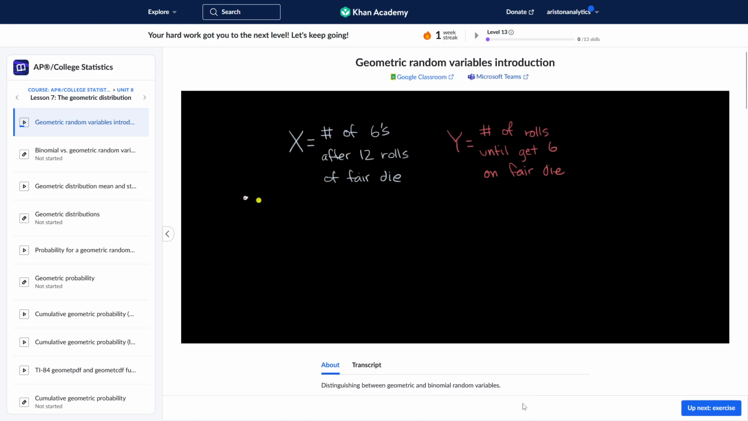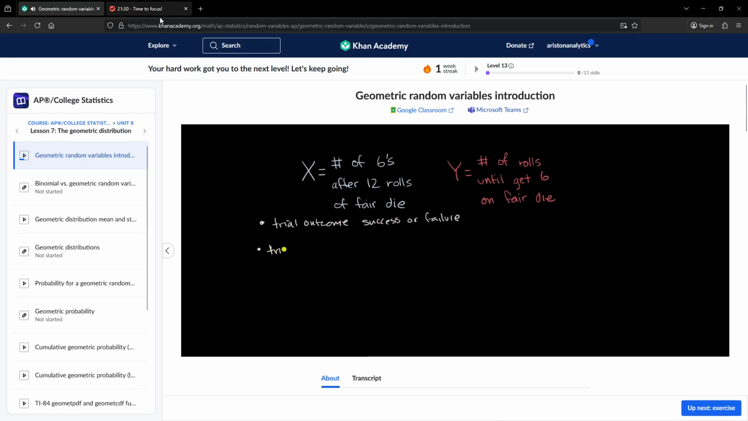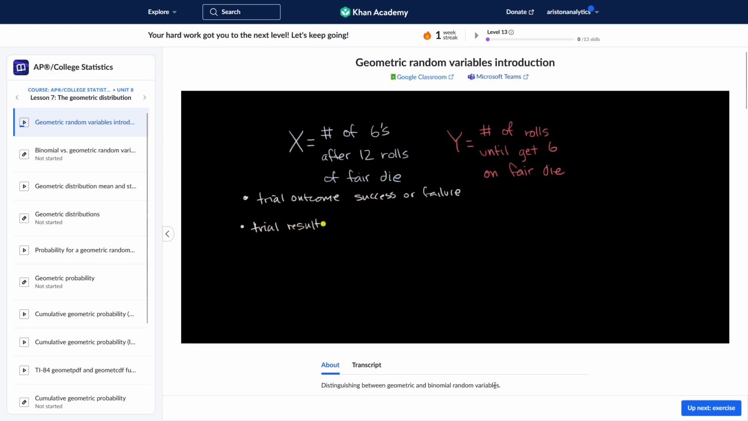The outcome of each trial can be a success or failure. So trial, outcome, success, or failure. It's either going to go either way. The result of each trial is independent from the other ones. Whether I get a 6 on the third trial is independent of whether I got a 6 on the first or the second trial. So trial results, independent. Independent, that's an important condition.